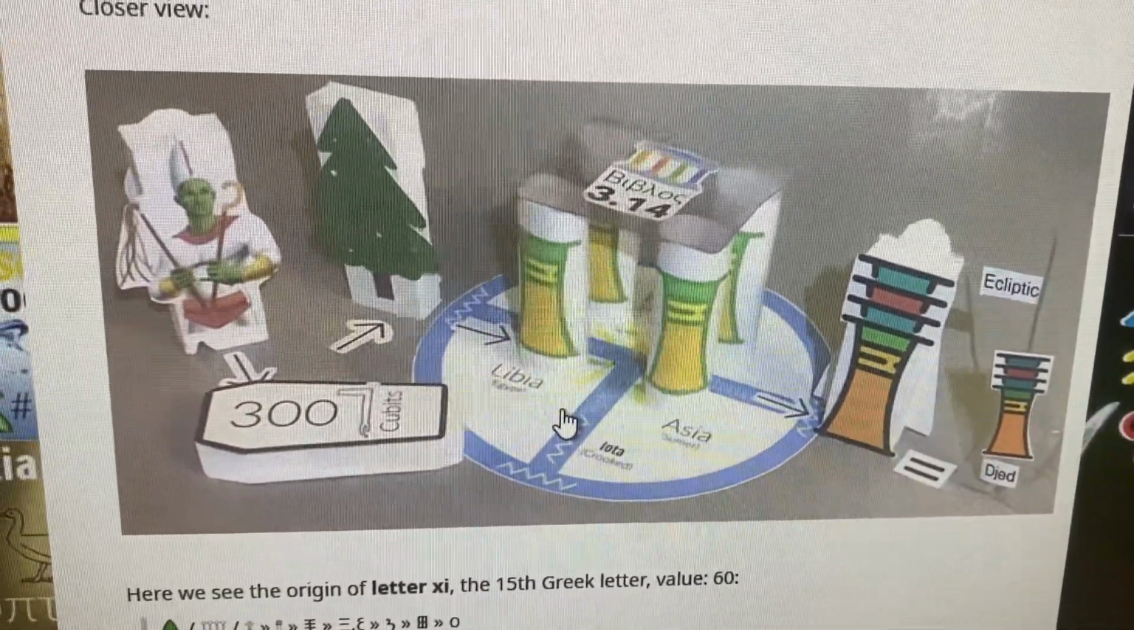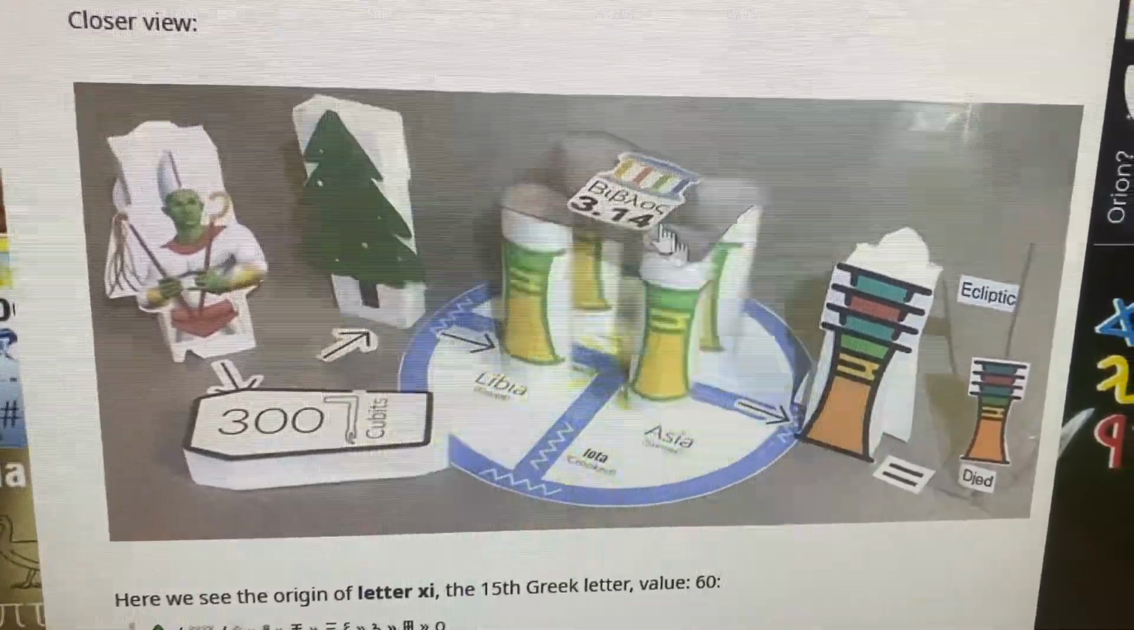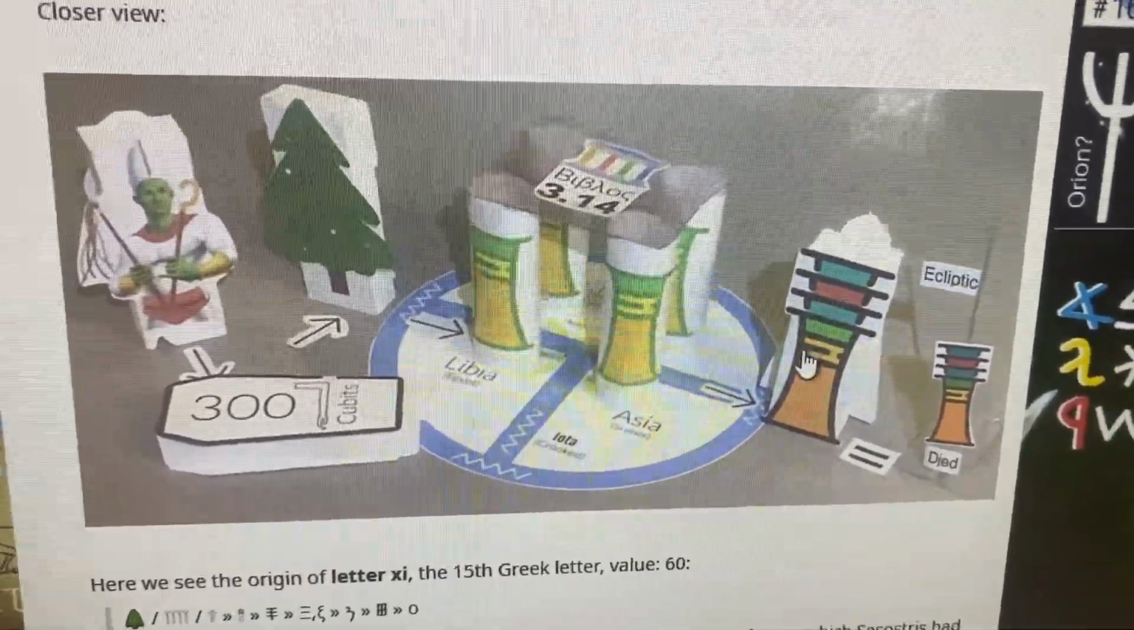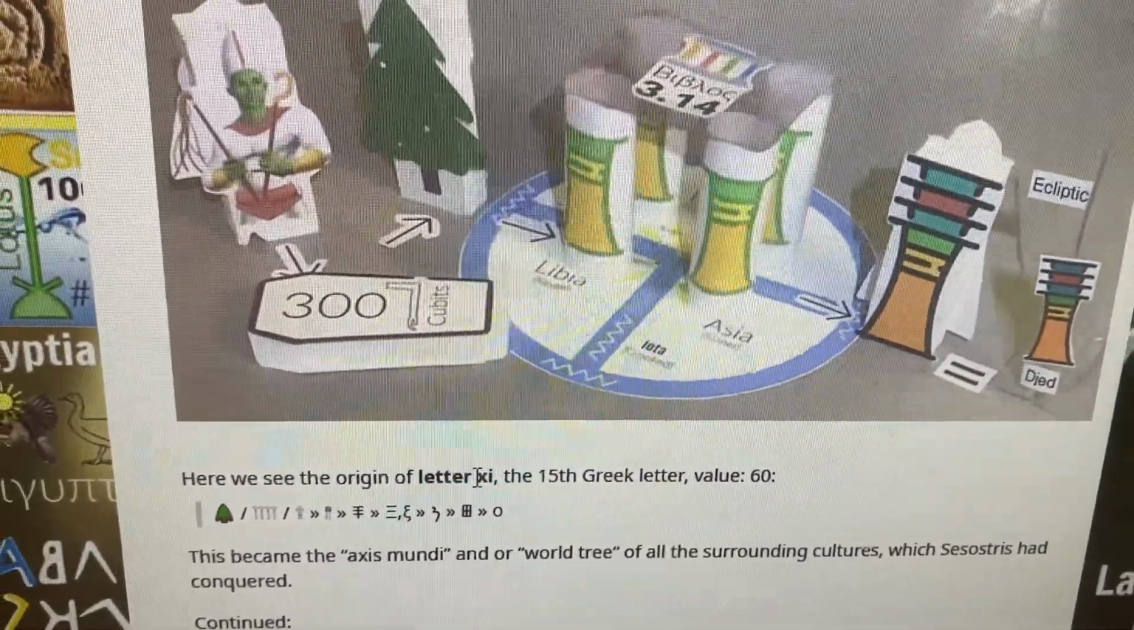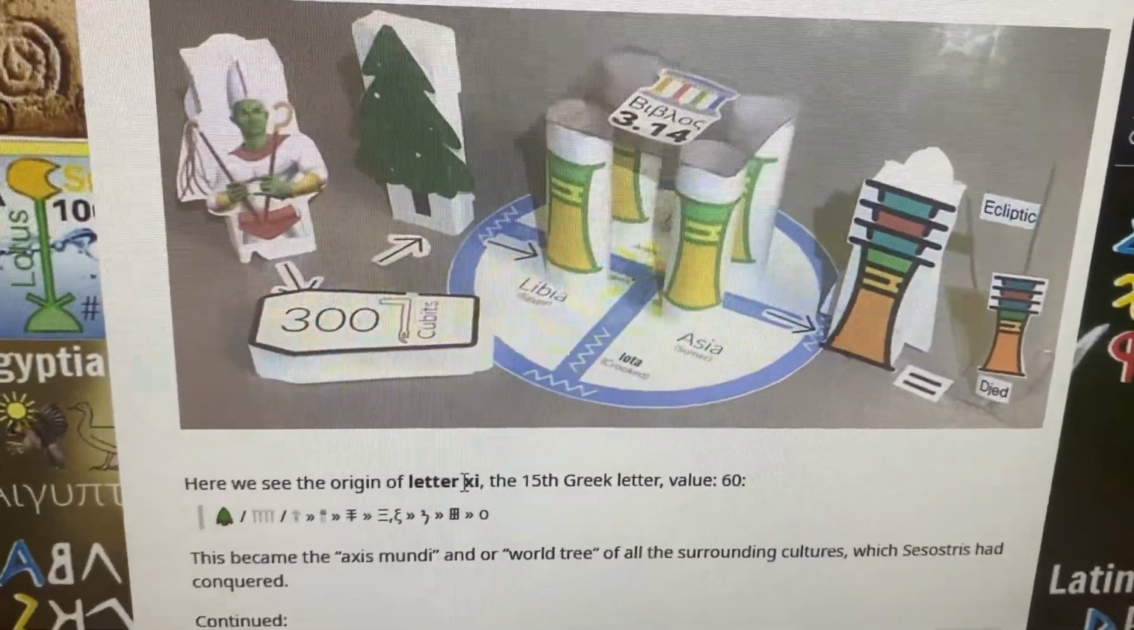And we see the diagram again. Four pillars of Byblos become the Djed. And this spelling Djed, now that we decoded this, it probably was phonetically spelled Zai by the Egyptians.